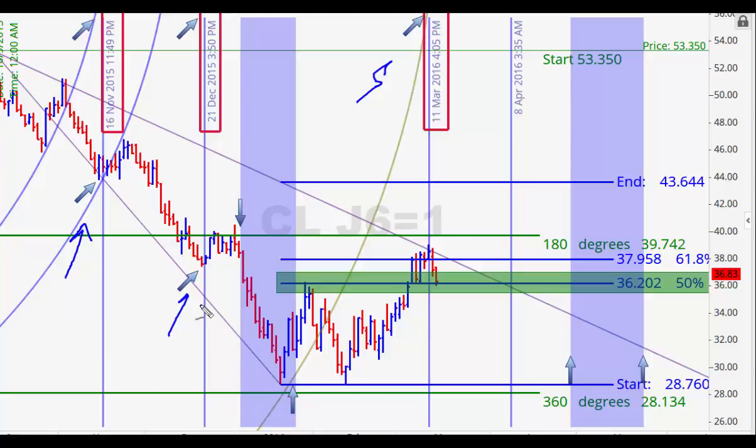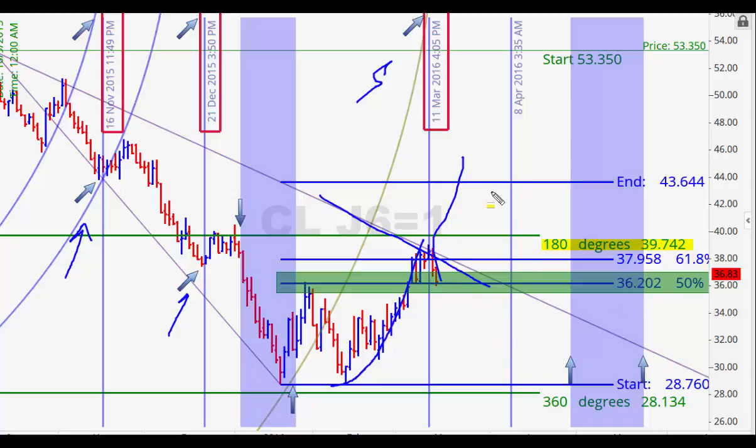The market actually rose straight up into that timeline, up against our natural angle, and has been turning down since. And so it's very nice to see the market come in with those forecasted resistance and support levels. That top came in just shy of our 180-degree resistance level of 39 3/4. And now the market is pulling back.